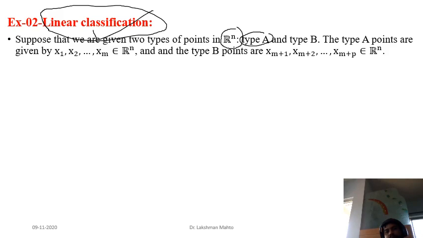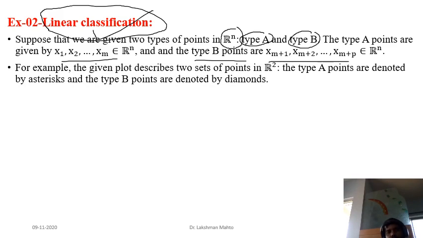This problem is talking about, suppose we have two different types of points in any Euclidean space R n. Suppose we call those two types type A and type B. The type A points we denote x1, x2 up to xm. M number of points, the first m points, are type A, and the last p points, that means m plus 1 up to m plus p, are of type B. So we have to classify these two kinds of points.